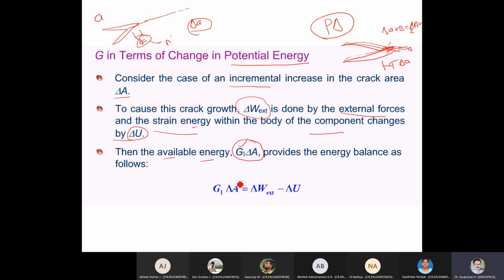So what is this energy? What is basically this residual energy? This is the difference between the potential energy and the strain energy. This is potential energy, this is strain energy. Whatever energy, it is equal to this.